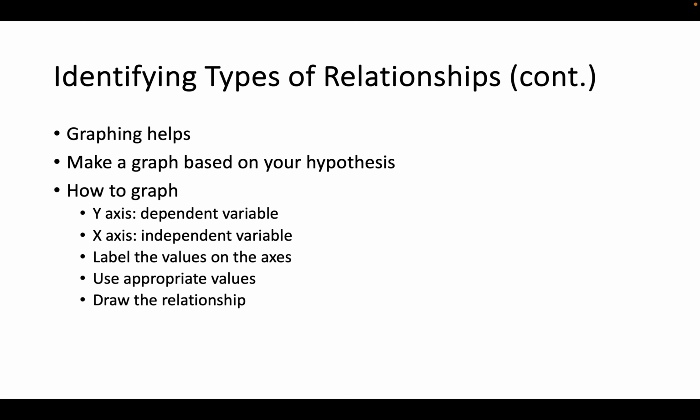Now, to illustrate this, a graph will help. This is a kind of convention when you do graphing. On the y-axis, you always have your dependent variable. On the x-axis, you have your independent variable. The y-axis is called the vertical axis. The x-axis is called the horizontal axis. You can label the axes and then draw the relationship.